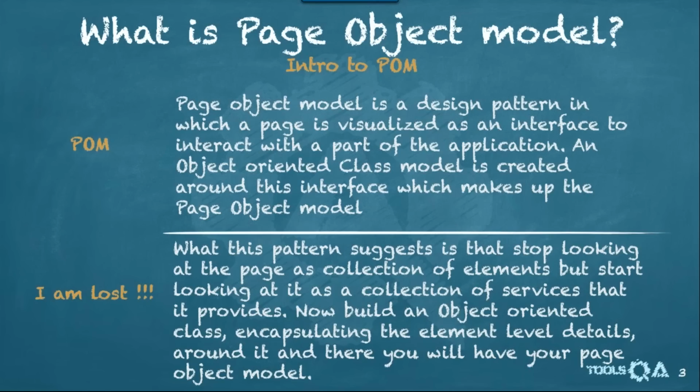A design pattern is nothing but a set of guidelines and suggestions that someone gives based on his or her experience, and it is a well-established concept also, so that makes it a design pattern. Reading out the definition, page object model is a design pattern in which a page is visualized as an interface to interact with a part of the application. Taking the example of the login page, it's basically a small module which helps you log in to the application. From the user point of view, it is an interface to log in to the application.